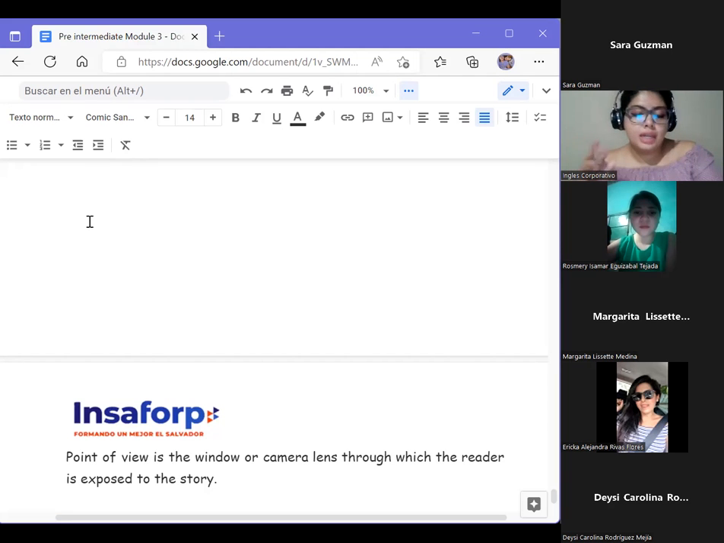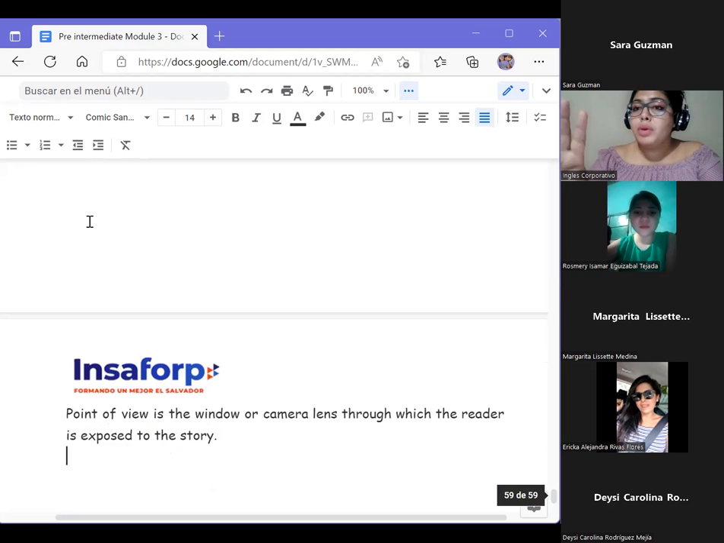It says that a point of view comes in four flavors: first person, second person, third person limited, and third person omniscient. So we're going to see one by one, but we need to know that we have four different points of view.